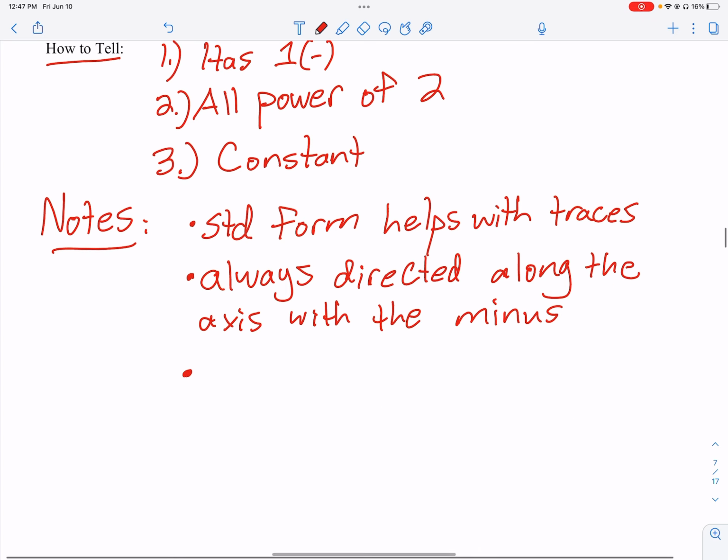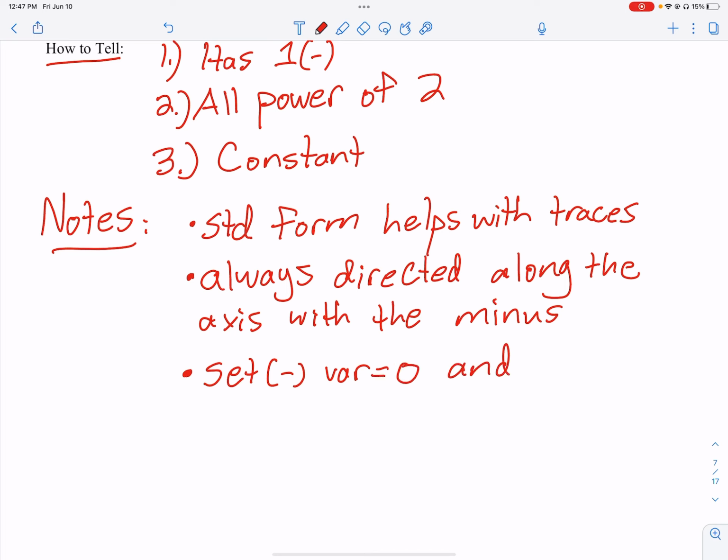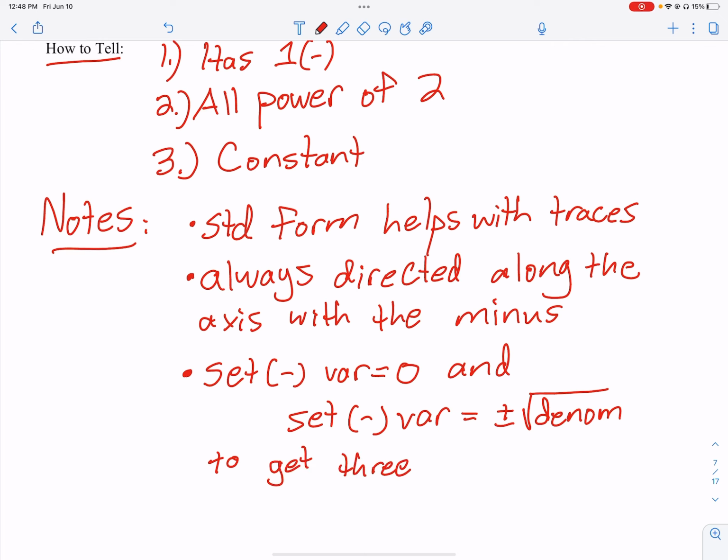All right, and then to help us get some traces and help us graph, we set the negative variable equal to 0, and set the negative variable equal to plus or minus the square root of its denominator. This will get us 3 traces. The first equal to 0, the others equal to plus or minus the square root of its denominator. And then these traces will give us those 3, and they'll be either a circle or an ellipse.